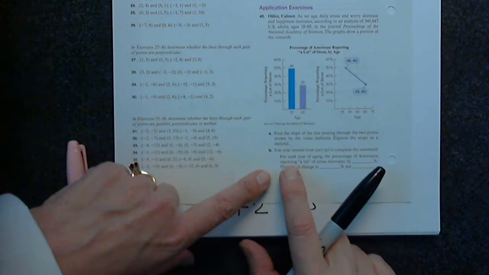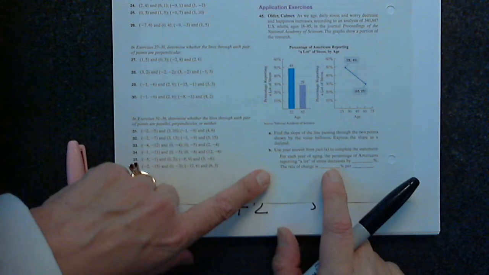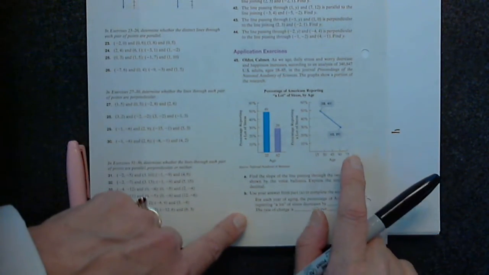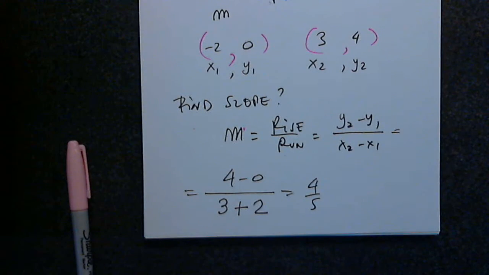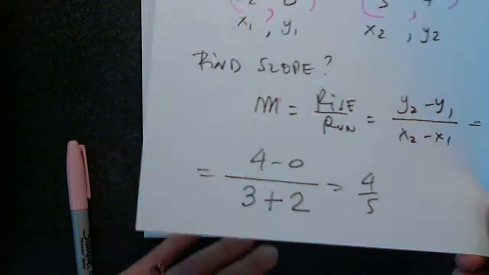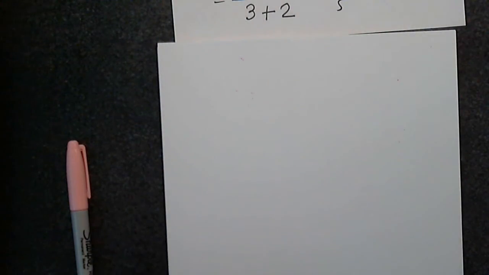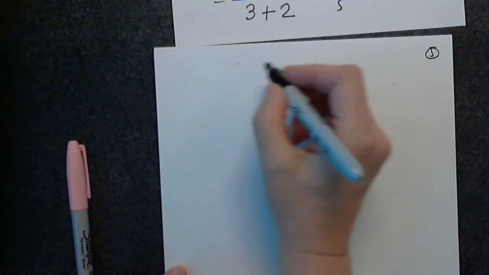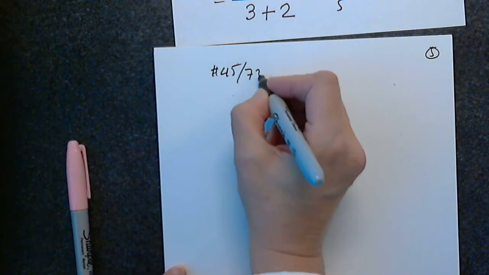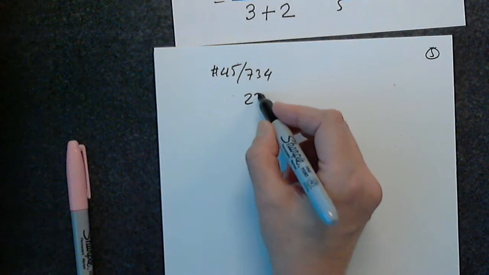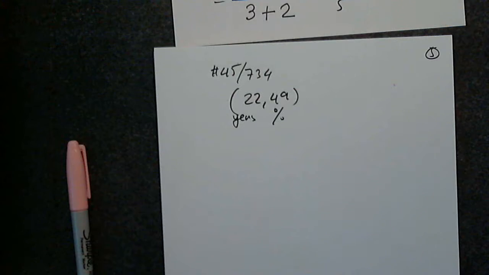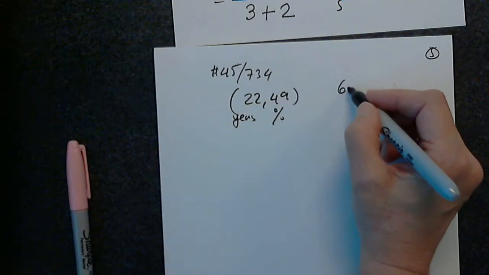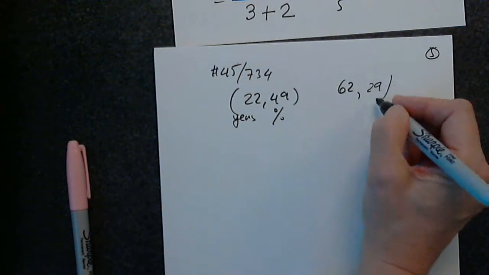Find the slope of the line passing through the 2 points and use the answer to complete the statement. Very important. We're going to complete the statement in a minute. So let's find the slope. I'm going to copy the 2 points. This is problem 45 on page 734. We have 22, 49. This is years, very important, and this is percent. And the other one is 62 years of age and 29%.